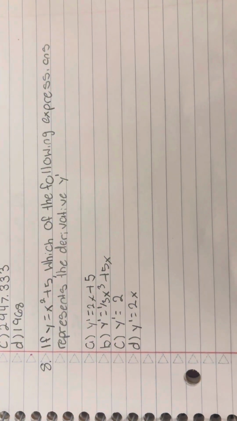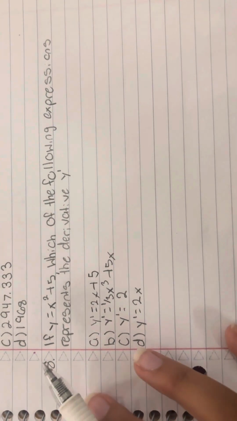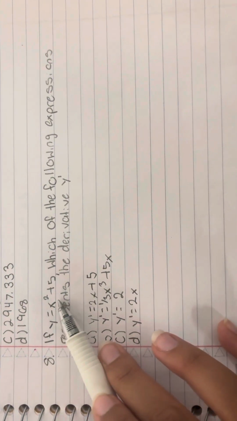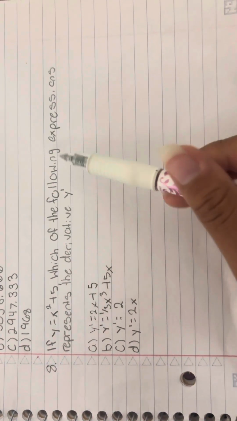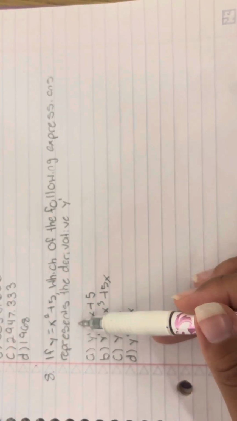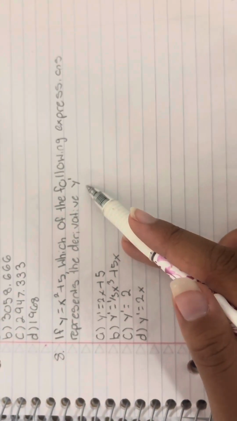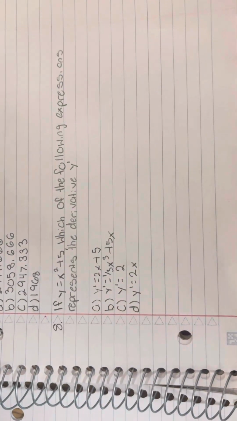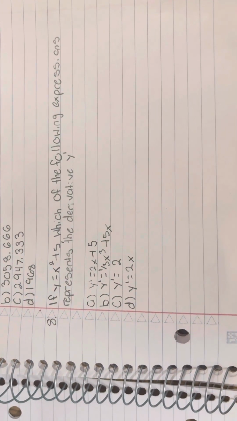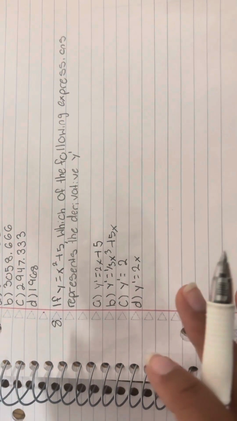This question says, if y equals x squared plus 5, which of the following expressions represents the derivative y prime? The answer is D. So now, let's go over that.